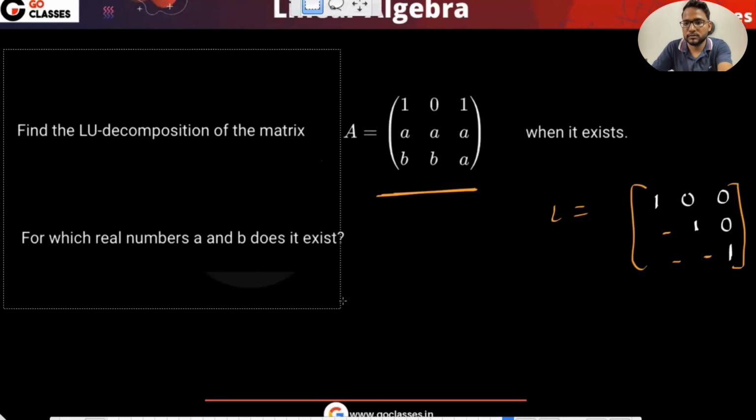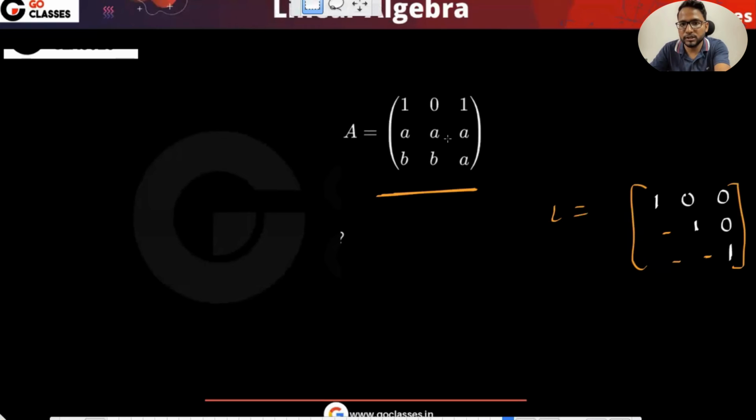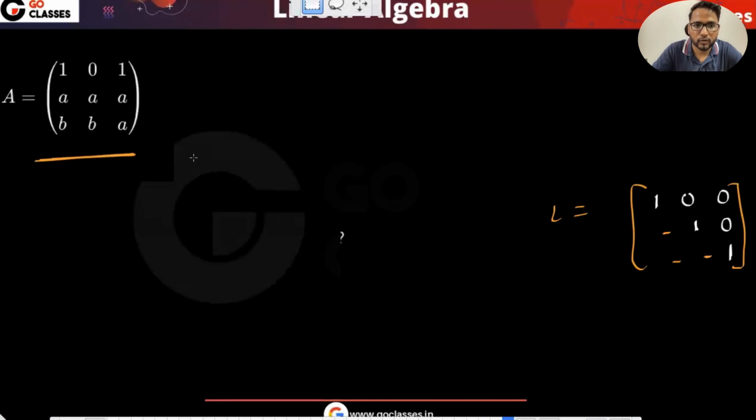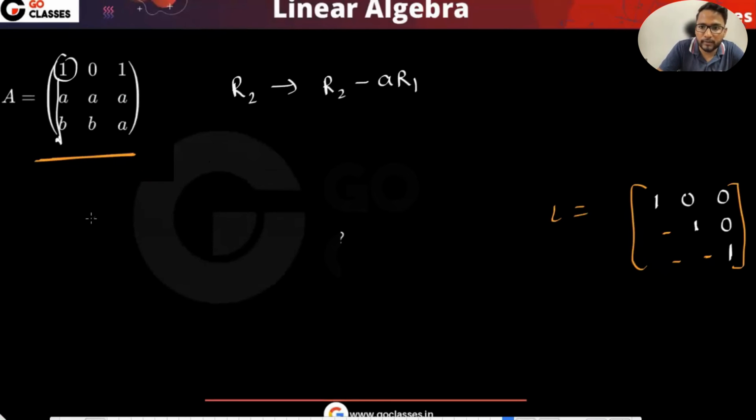Can you find the LU decomposition using the shortcut method? Let me just try it. We need to convert this to 0 and this to 0. To convert this to 0, R2 should be replaced by R2 minus A R1. So you will have 1, 0, 1, then 0, and R2 minus A R1: it is A minus A, which is 0, right? This is B A.